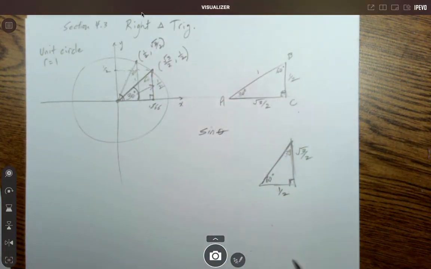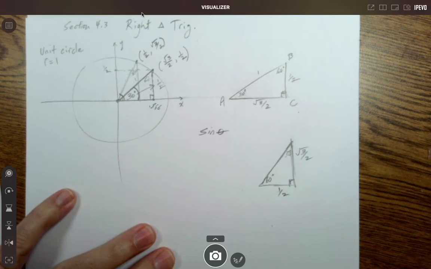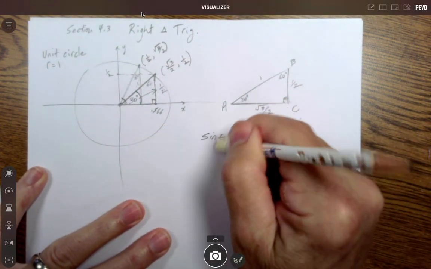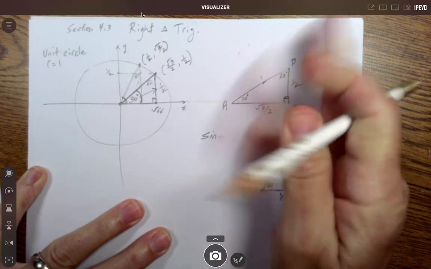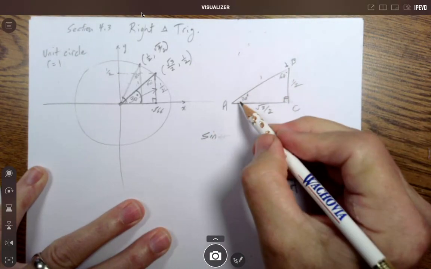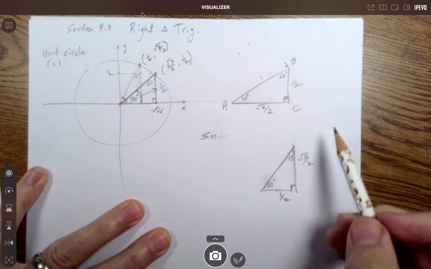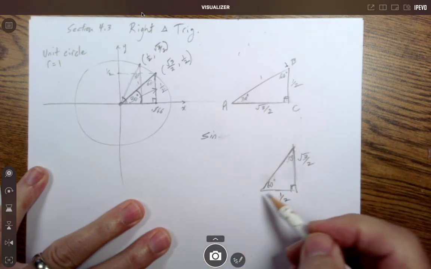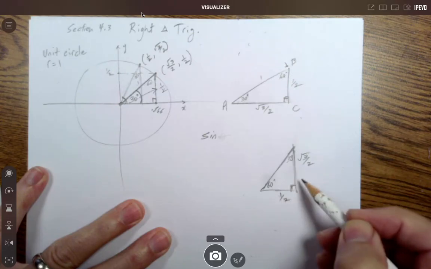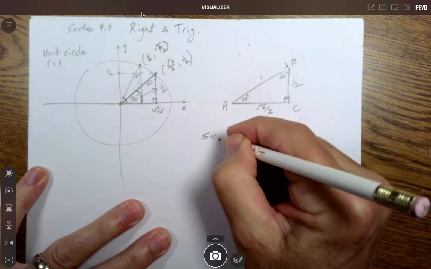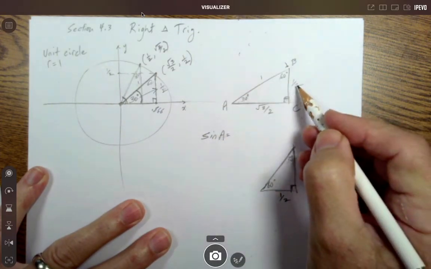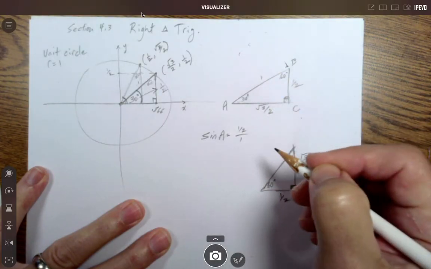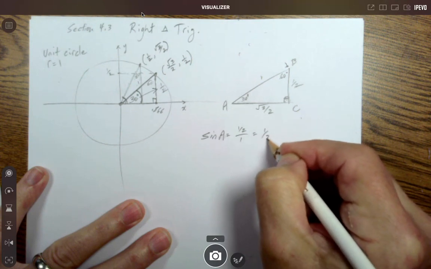Hope that makes sense. But in general, instead of using theta here, I'm going to use letters. So we'll talk about this particular triangle right here. I didn't label this one, so I'll leave it unlabeled so there's no confusion. All right, so sine of A is this number over this number. It's 1/2 over 1, which is, of course, 1/2.